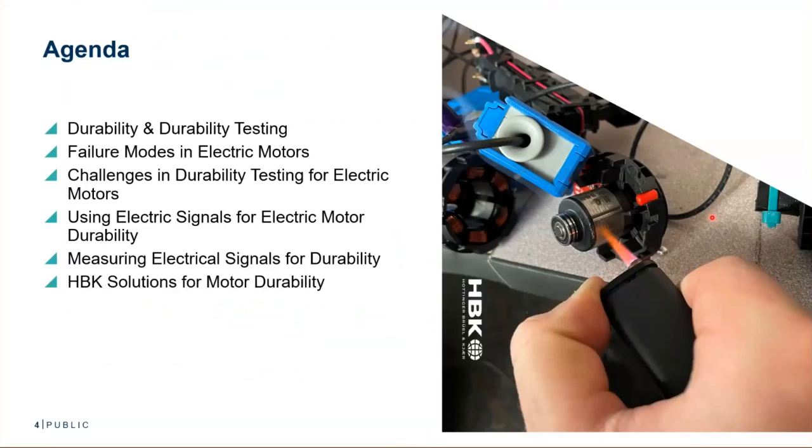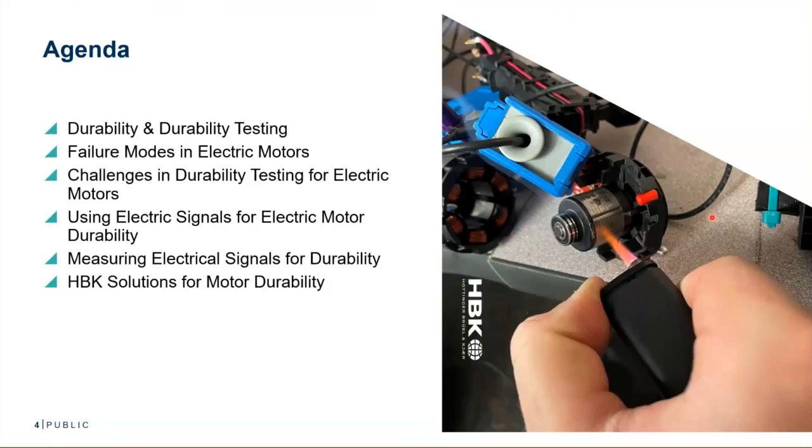Cool. So today we're going to be talking about using motor measurements and electrical measurements for looking at the electric and magnetic durability of machines. I'll be honest, I'm not a durability expert, and I'm sure there's a few of you on here. So I'm hoping to open up your eyes to some of the failure modes we see in motors.